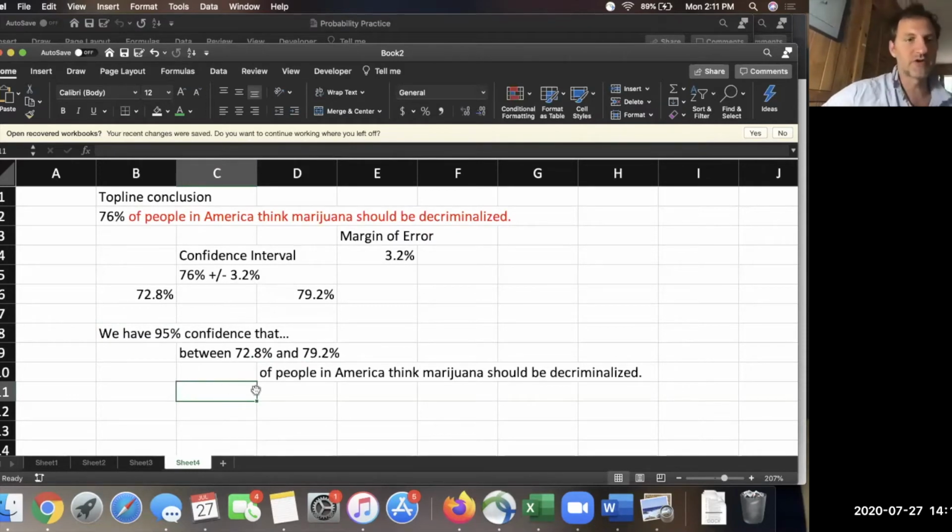We're using part of the top line, a lot of it actually, and we're just fleshing out that 76% by saying, actually, it's more nuanced than just, we know it's 76%. We have 95% confidence, which is a fancy way using probability of saying we're pretty sure. And then between 72.8 and 79.2, those are specific numbers which come from the top line number and the margin of error.